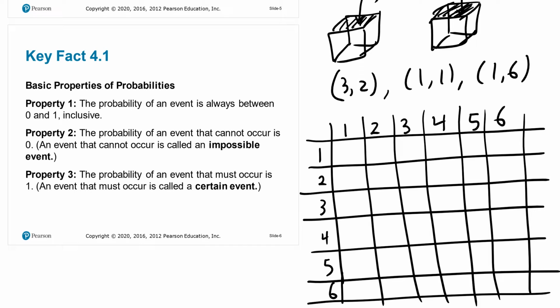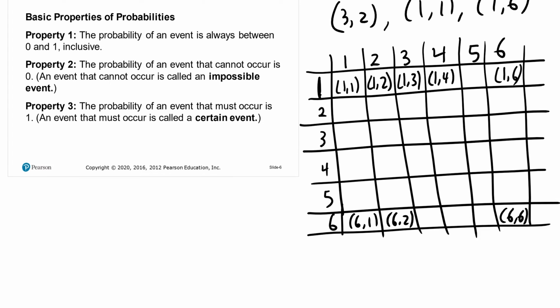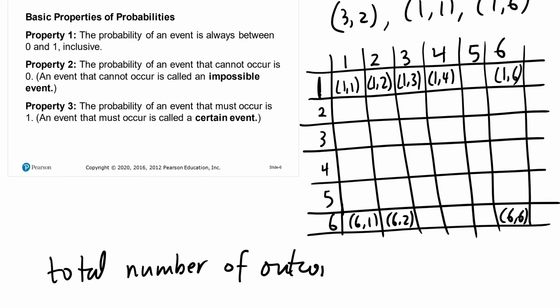So what do we get for the first one? This is 1, 1, this is 1, 2. You read it, 1, 3, 1, 4, 1, 5, all the way to 1, 6. And here 6, 1, 6, 2, all the way to 6, 6. What's the total number of outcomes? Well, the total number of outcomes is 36. 6 times 6, right? 6 on the horizontal, 6 on the vertical. If you count them, there are 36 of them. That's the total number of outcomes.